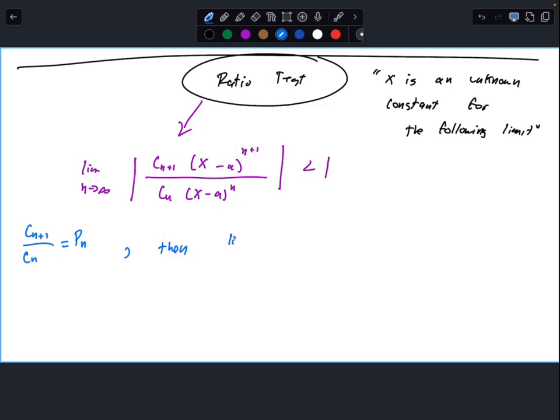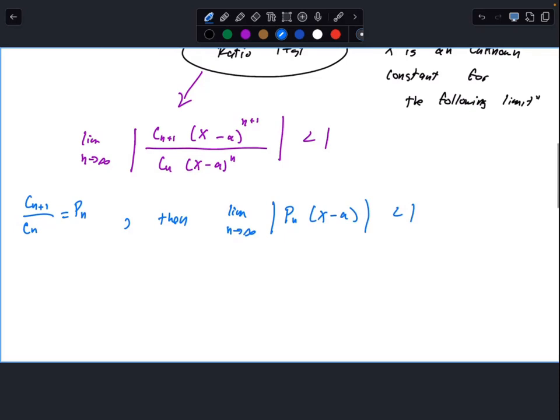Then we have the limit as n approaches infinity of the absolute value of p sub n times x minus a. And the reason why it's x minus a is because the n plus 1 terms over the n terms cancel out with the n powers, is less than 1. Which gives us that the absolute value of x minus a times the limit as n approaches infinity of the absolute value of p of n must be less than 1.